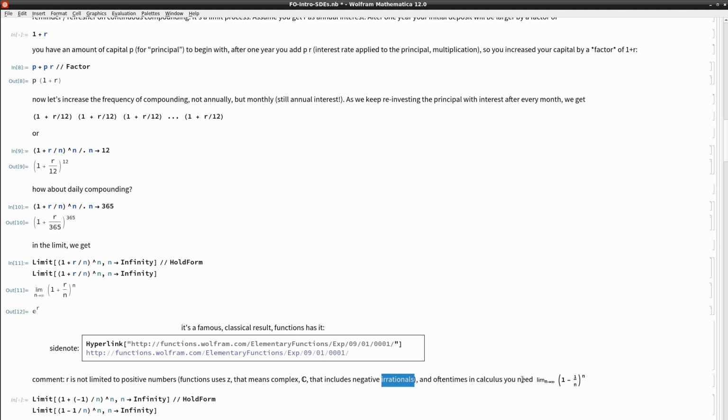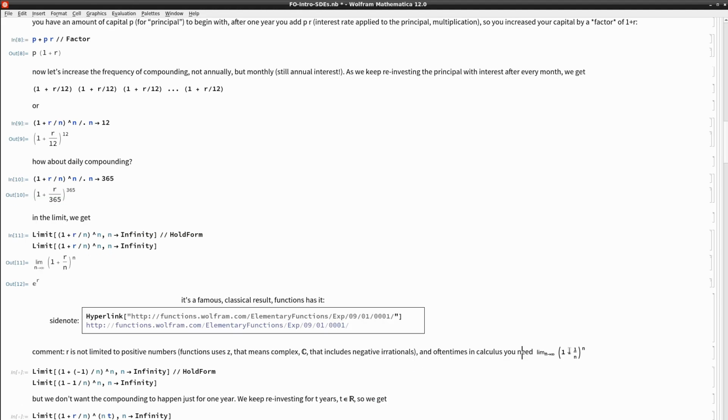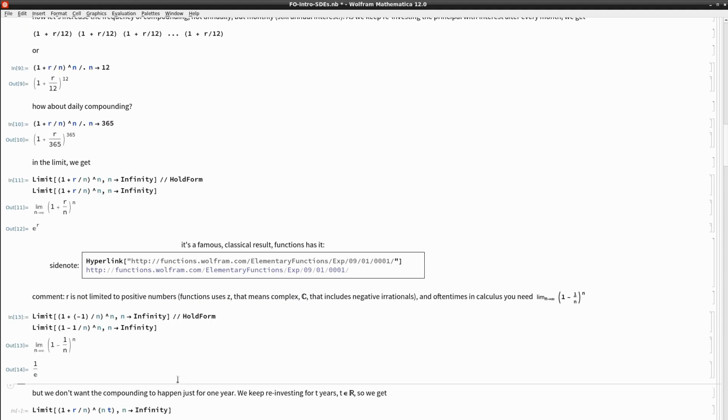And oftentimes in calculus, you need this for minus 1 over n. So we can also see that if we simply change the sign here, we get 1 over e, because e raised to the power of minus 1 is the reciprocal, 1 over e.